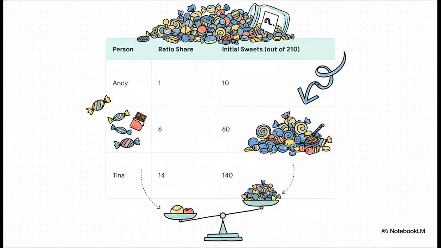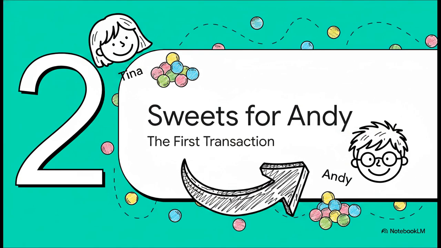And there you have it. With our starting total of 210 sweets, we can see exactly where everyone begins. Andy gets 1 part, so that's 10 sweets. Luke gets 6 parts, which is 60. And Tina, well, she starts with the lion's share, 14 parts, a whopping 140 sweets. Now everyone's starting point is crystal clear. Okay, stage 1 complete. Now for the first move.